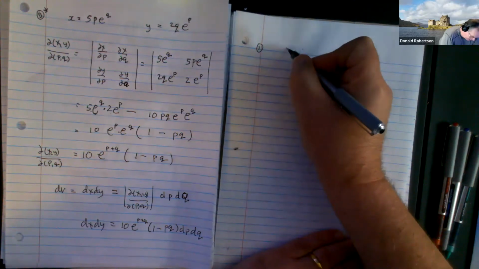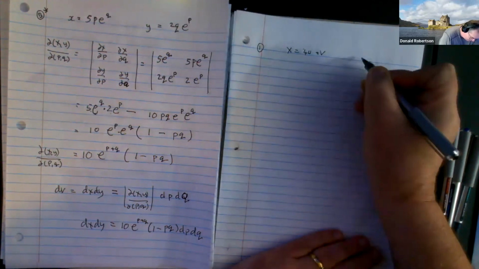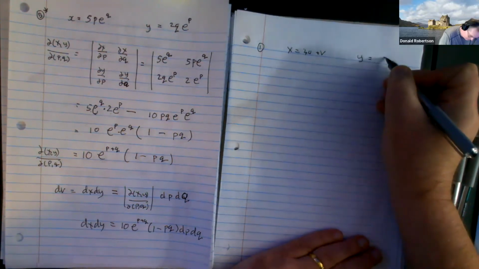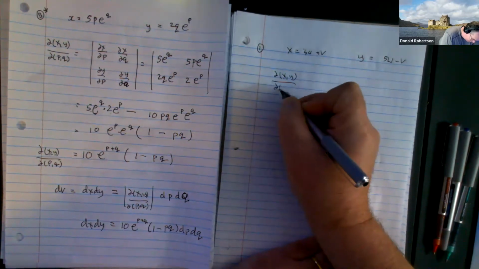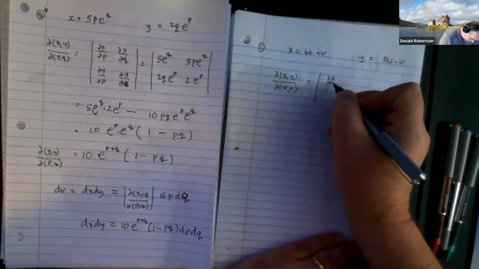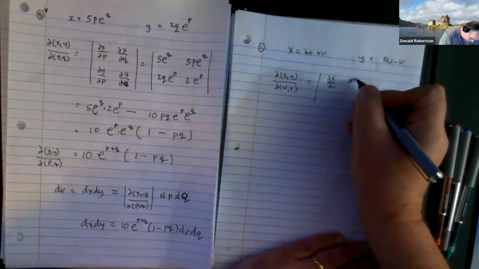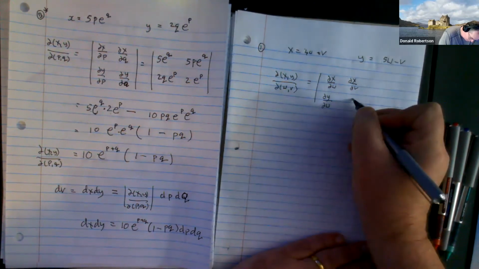In this case, x is 4u plus v, and y is 5u take away v. And we're going to do the Jacobian in terms of u and v this time. So you differentiate x with respect to u and v, and then you differentiate y with respect to u and v.